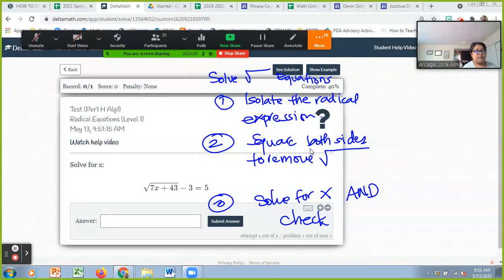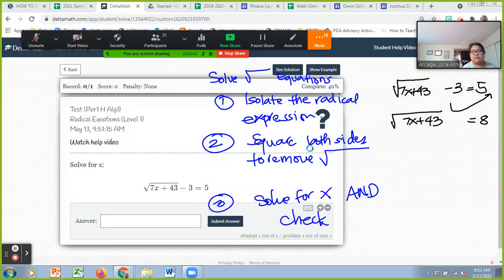Okay, so let's try the radical of 7x plus 43. The minus 3 is outside the radical. All right, so first we have to move the constants over, right? So that will become radical 7x plus 43 equals 8, because 5 plus 3 is 8. Then after that, you are going to square both sides.